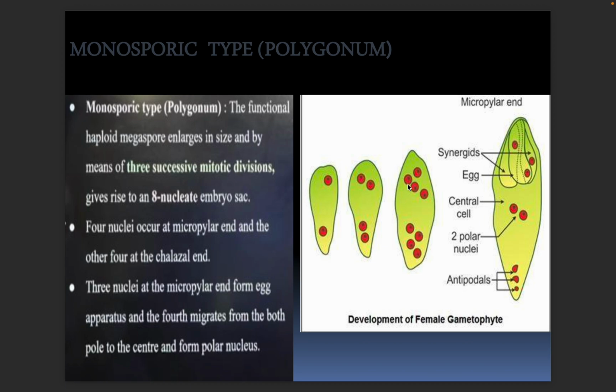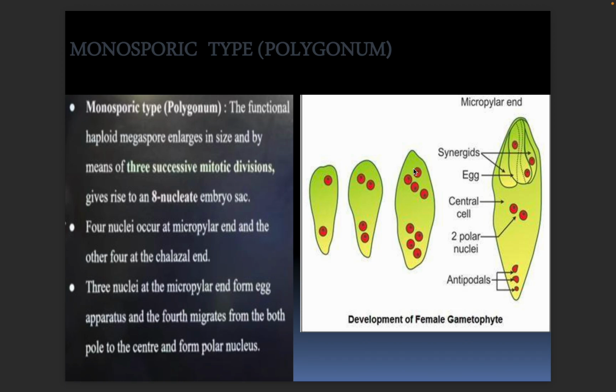1, 2, 3, 4, 5, 6, 7, 8, right? Now again the cell division starts to form over here. When the cell division starts, you can see that 4 nuclei enter at the micropylar end, right? And the other 4 will arrange at the chalazial end. It will be 4 and 4, micropylar end and the chalazial end.